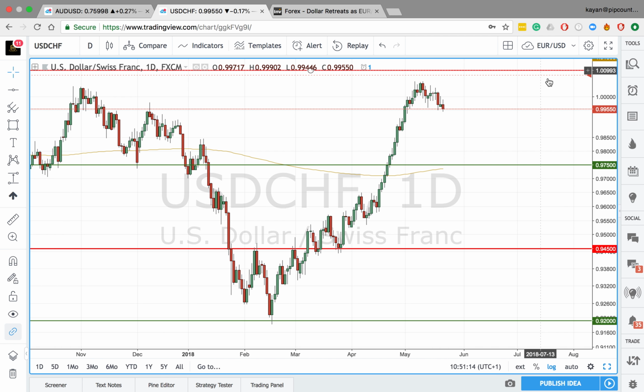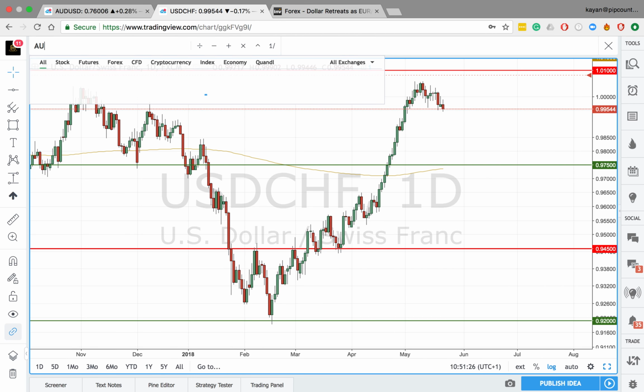Upside resistance currently is 1.0100 and downside support is 0.7500, and then the main key areas to pay close attention to, currently in no man's land at the moment. So traders, Aussie dollar, US dollar.